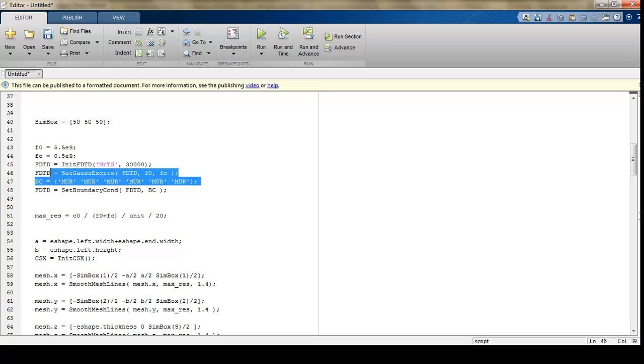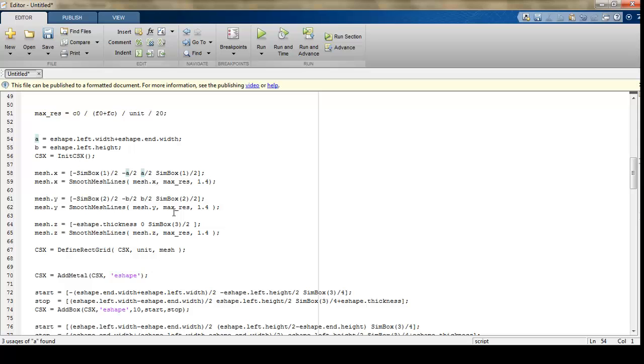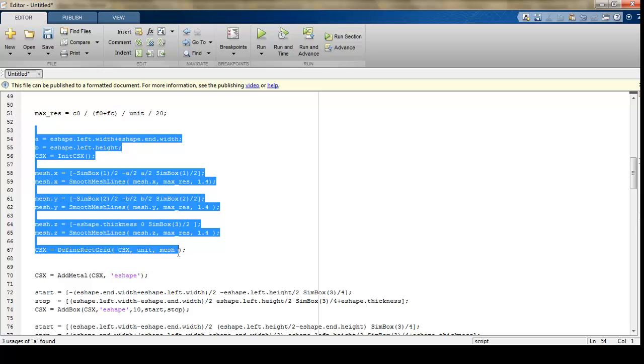And this line represents the boundary conditions. C0 and F0 plus FC represent the lambda, which is then divided by 20, and this gives us the cell size for our mesh. This was used to set up the CSX CAD geometry and the width in the x direction, y direction, and the z direction.